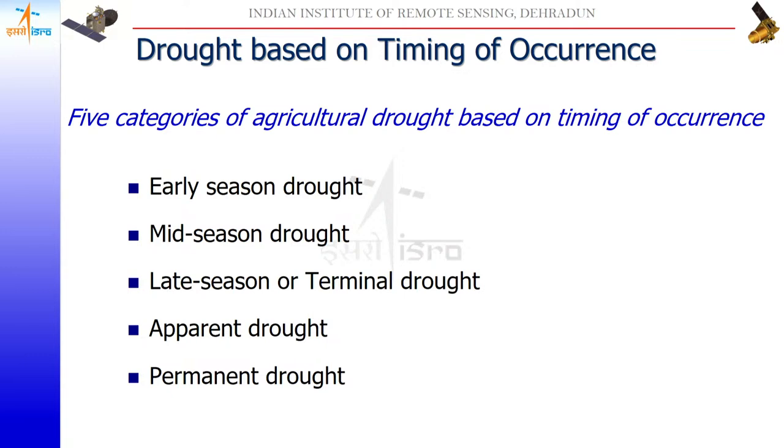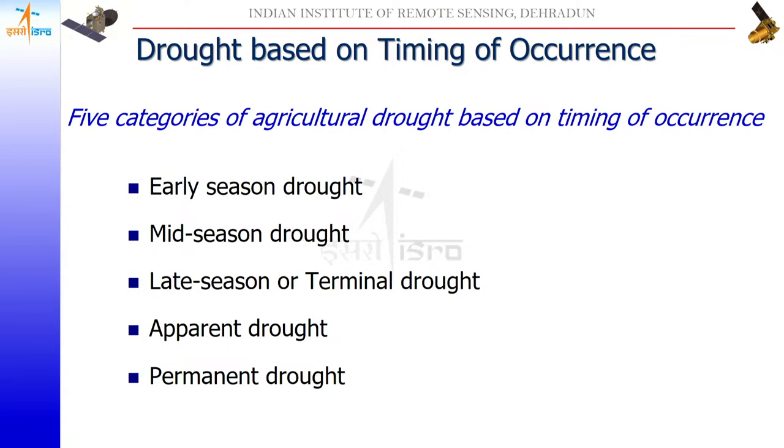Then late season or terminal drought: at the time of final maturity or senescence, if the rain is not available, the grain or the final produce of the crop and plants cannot attain its proper size. So the late season or terminal drought significantly impacts the tone, texture, color, or basically the qualitative attributes of the final yield.